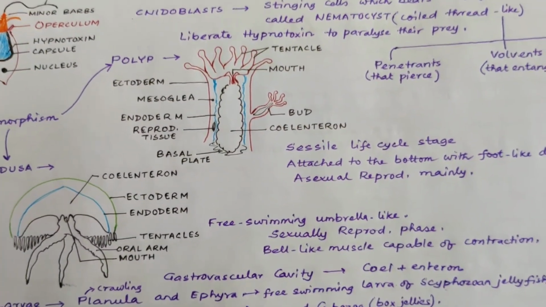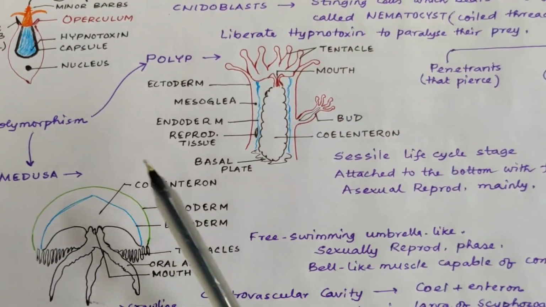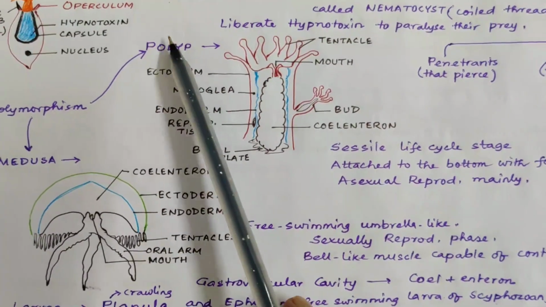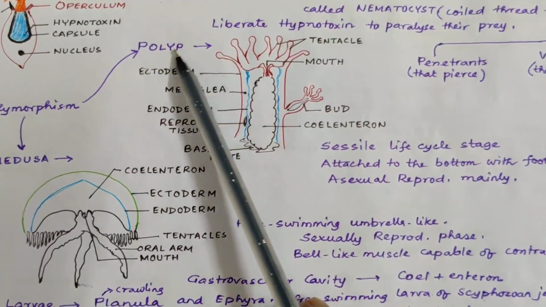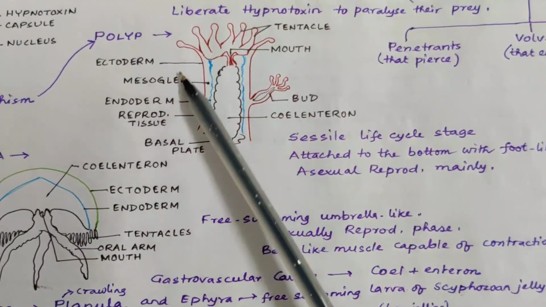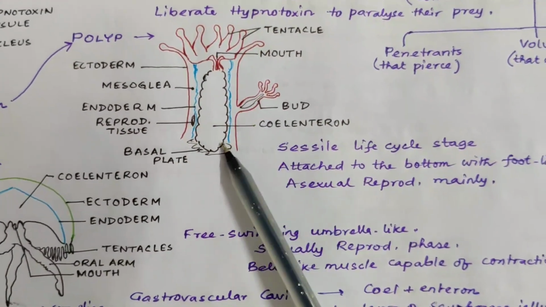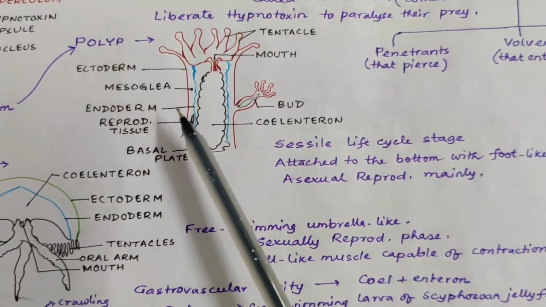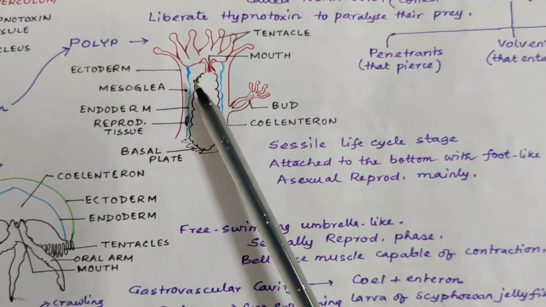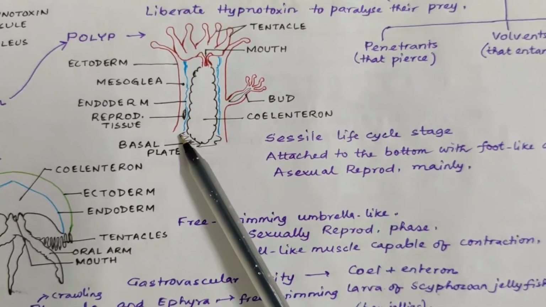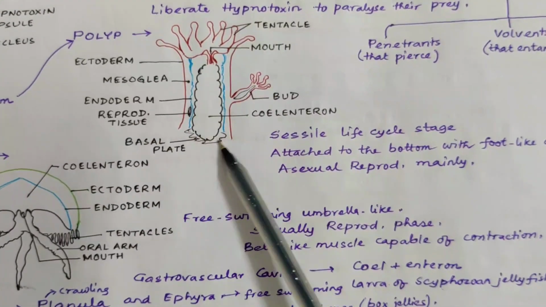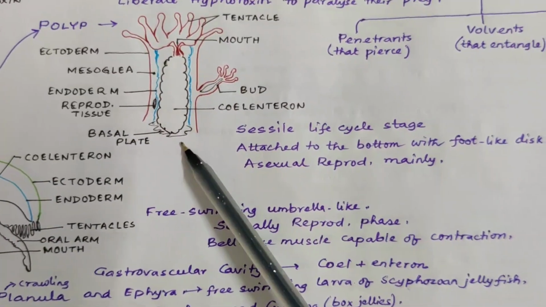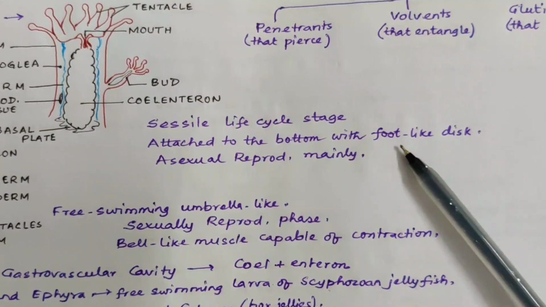Phylum Cnidaria shows extreme polymorphism, having two types of life stages. One is the polyp phase, another is the medusa phase. The polyp is their asexually reproducing phase. This is the polyp, this structure. It contains a bud, it contains tentacles, it is made up of two layers, ectoderm and endoderm, and mesoglea is a central jelly-like structure. They are attached to the substratum because they are sessile. They attach to the substratum with the help of a basal plate. There is a foot-like disc.